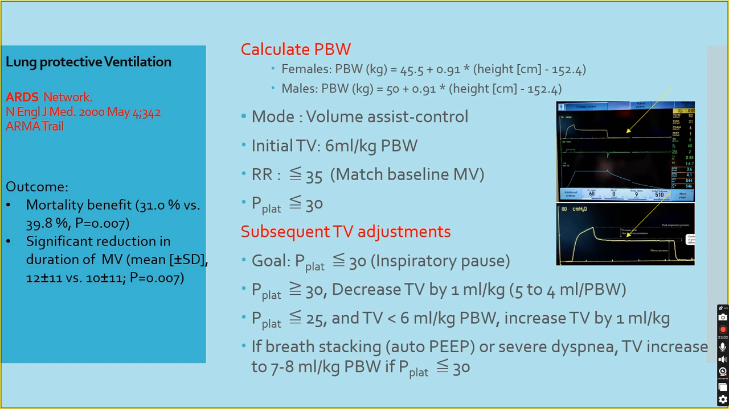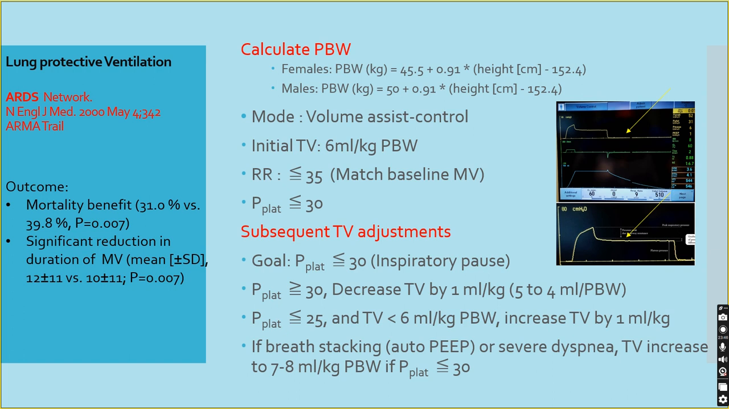So this concept of low tidal volume ventilation evolved into lung protective ventilation. After the ARDSNet trial was published in NEJM in 2000, also called the ARMA trial, it showed significant mortality benefit. First you have to calculate the predicted body weight, and these formulas are given in most books or in most medical calculation apps. The mode used in this study was volume control, or volume assist control. The initial target is 6 ml per kg of predicted body weight, and you have to keep the respiratory rate less than 35 and plateau pressure less than 30.